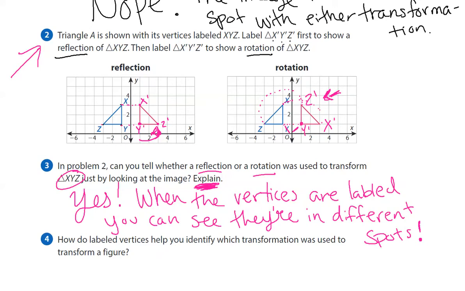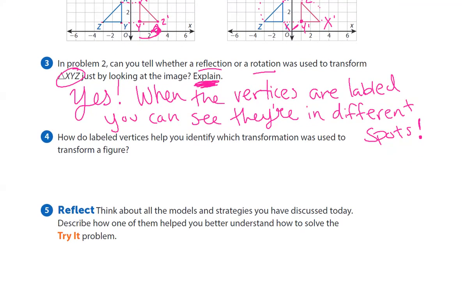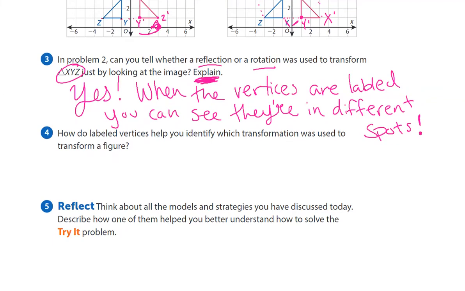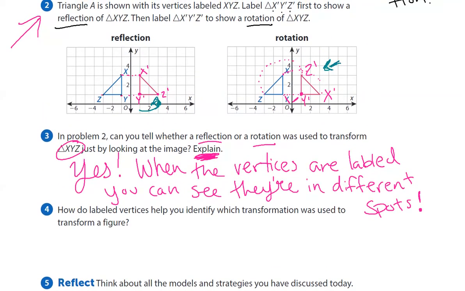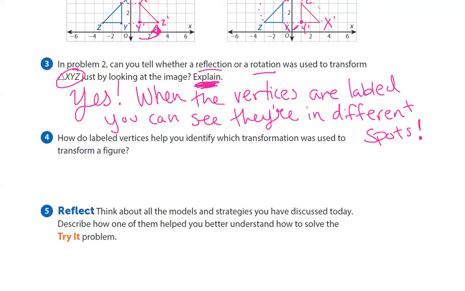Okie dokie. How do labeled vertices help you identify which transformation was used to transform a figure? Well, when we labeled them, we could see that they were in different spots. It got more specific. I think that's a good word to use. Let's use the word specific, and let's use the word orientation too.